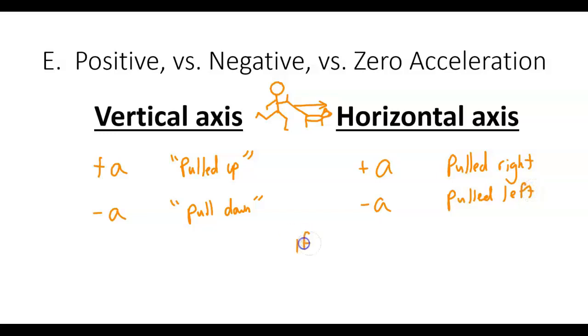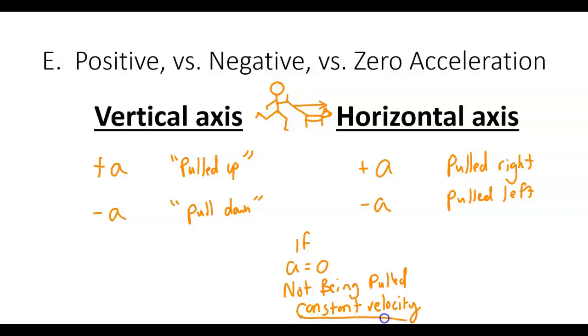And so if you have a zero acceleration, that means you're not being pulled. And if the object's not being pulled, that would mean that it has a constant velocity. So in other words, let's go back to our talk about the guy who's running his dog. Well, if he has a zero acceleration, that means he's not being pulled. The dog's not pulling him. So that would mean that the man's speed is not going to change. He's going to stay at that same velocity because he has no acceleration.